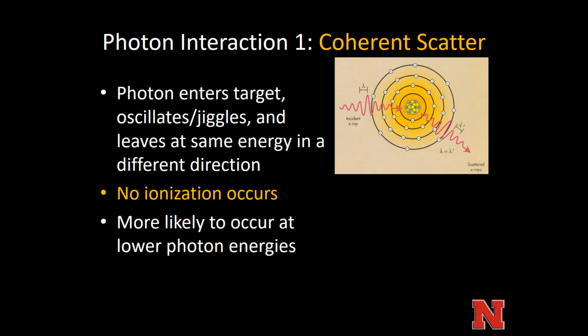So let's talk about interaction number 1, which is coherent scattering. This is where a photon enters a target, kind of oscillates and jiggles around, and leaves at the same energy but in a different direction. There is no ionization that occurs during coherent scattering, and it's more likely to occur at low photon energies. So you have an incident X-ray coming into this atom. It just kind of jiggles around and changes direction, but doesn't lose any energy.